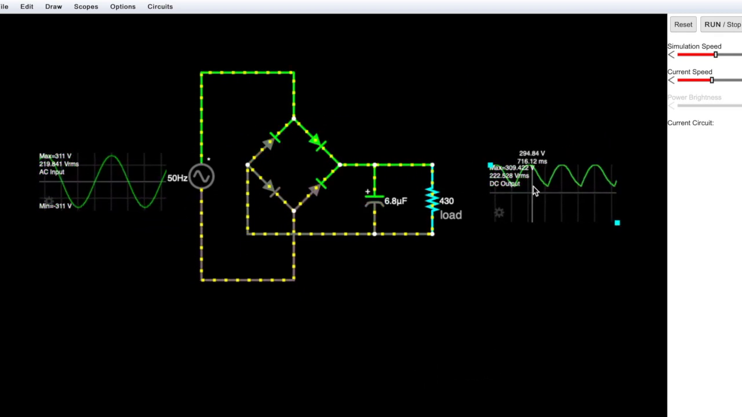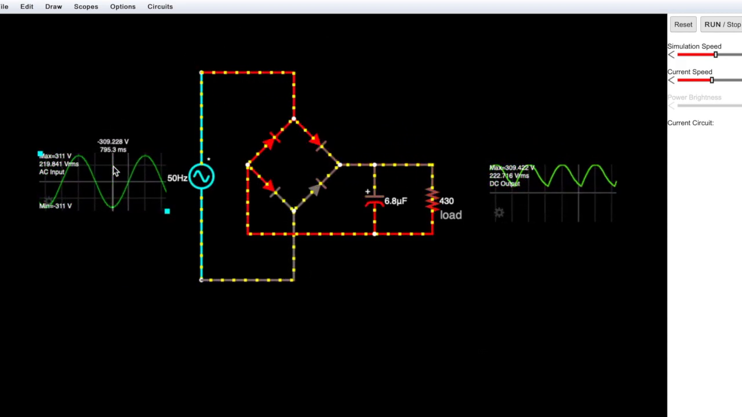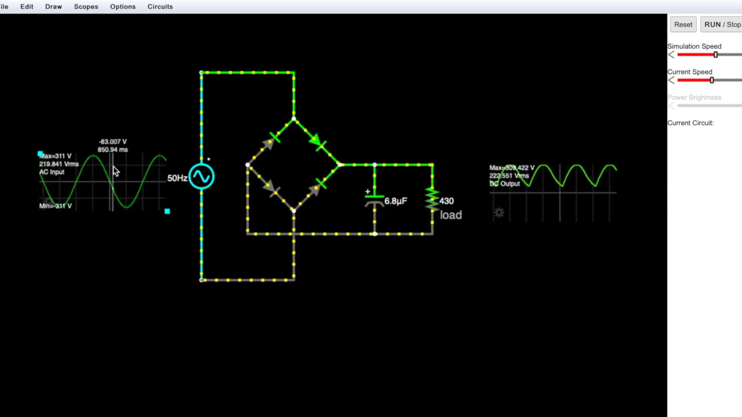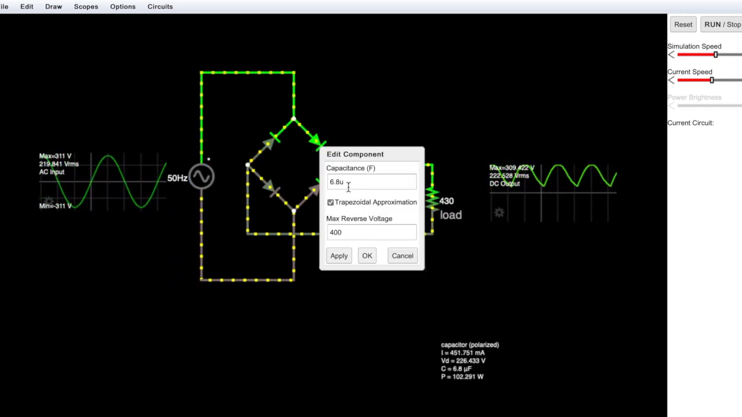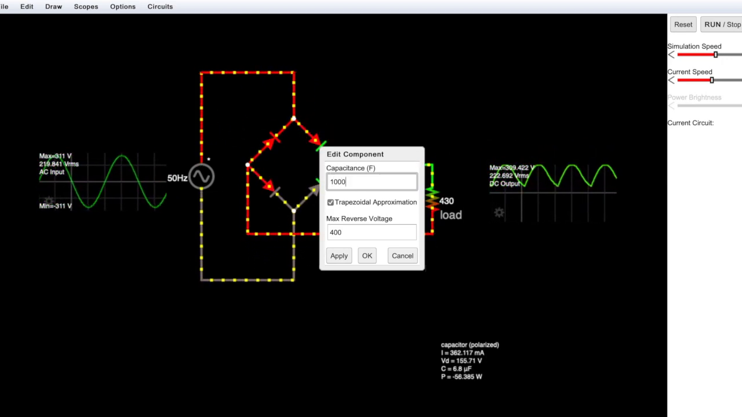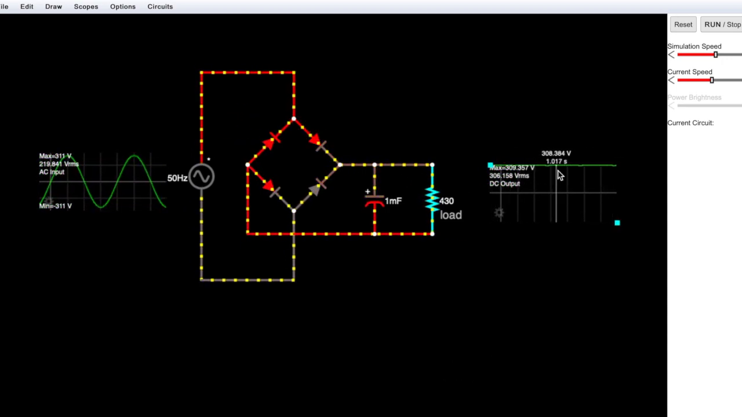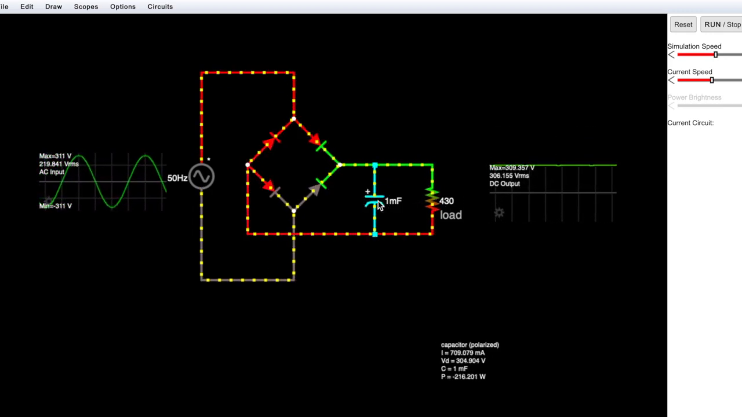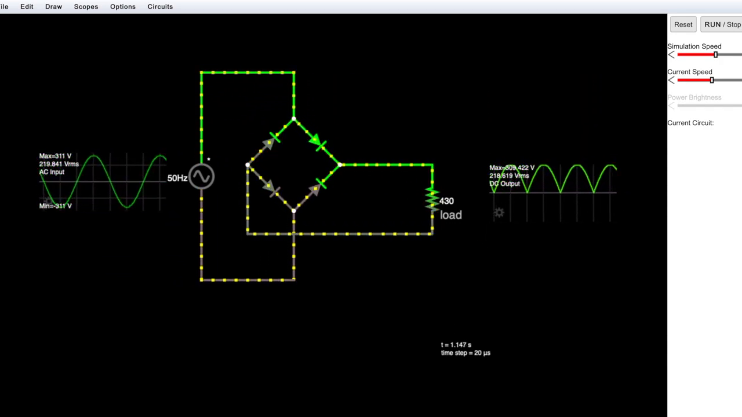You can see the simulated oscilloscope outputs on both sides of the circuit. We can change the capacitor value to increase or reduce the ripples on the output load. If you increase the capacitance, you will see that the ripples will go away. Let's increase this to a large number. And as you can see here, the ripples have completely gone.